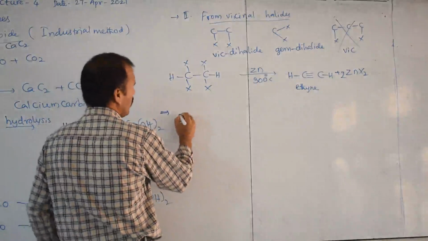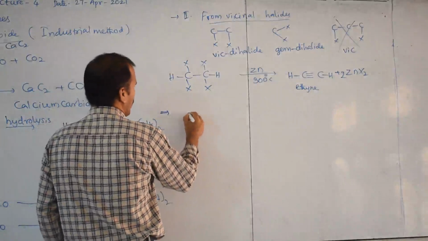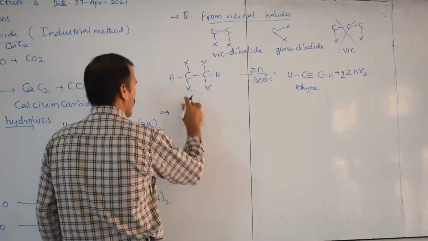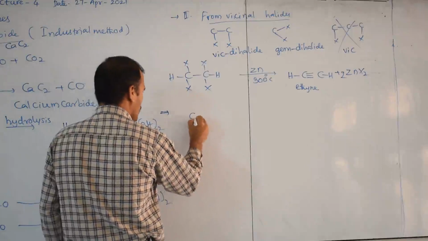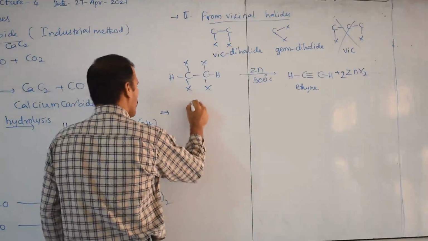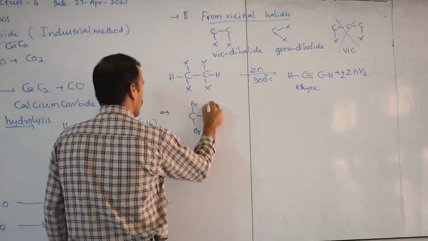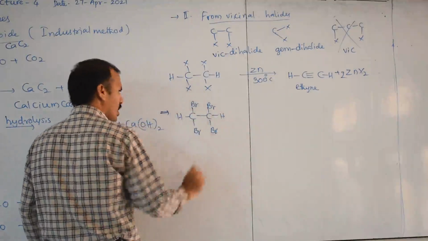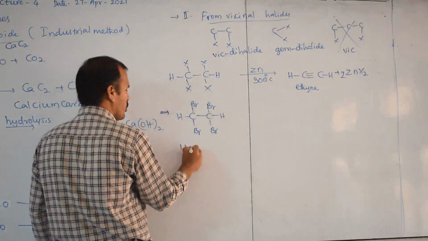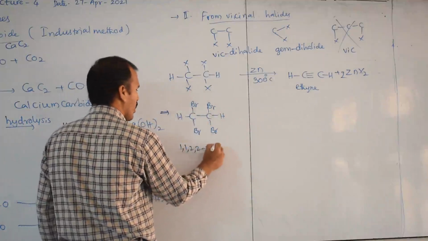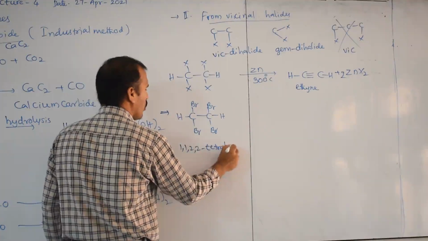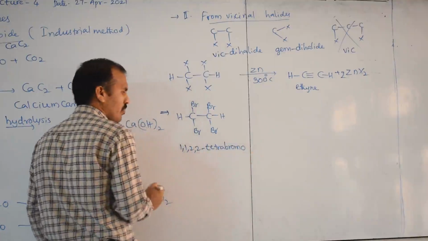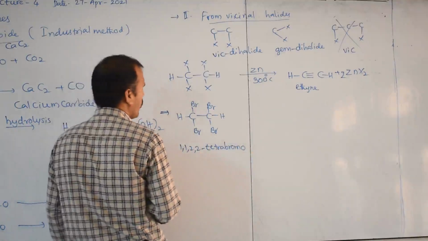Now consider the same compound. I want to consider bromine, Br. This is also Br, Br, Br, H, H. Its name is 1,1,2,2-tetrabromo. 1,1,2,2-tetrabromo.